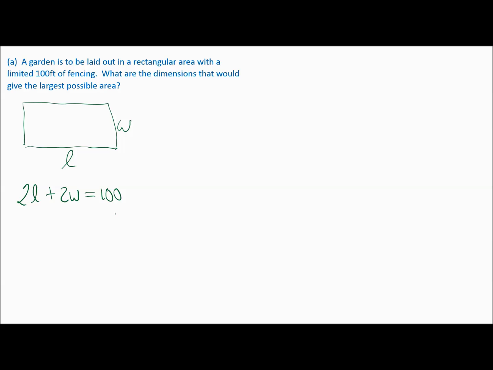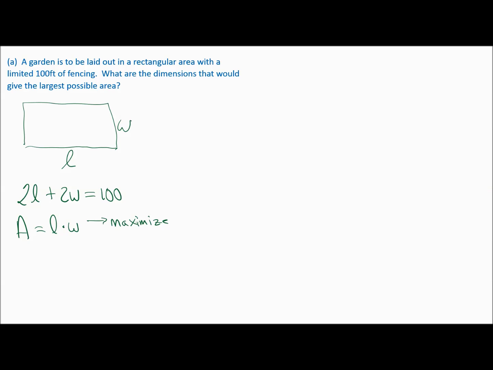Again, the book calls it a secondary equation. Now, the equation that you're trying to maximize or minimize is area. We want the largest possible area. You know how to find the area of a rectangle. Area is equal to length times width. And I remind myself that that's the guy I'm trying to maximize or minimize, which is maximize in this particular case.